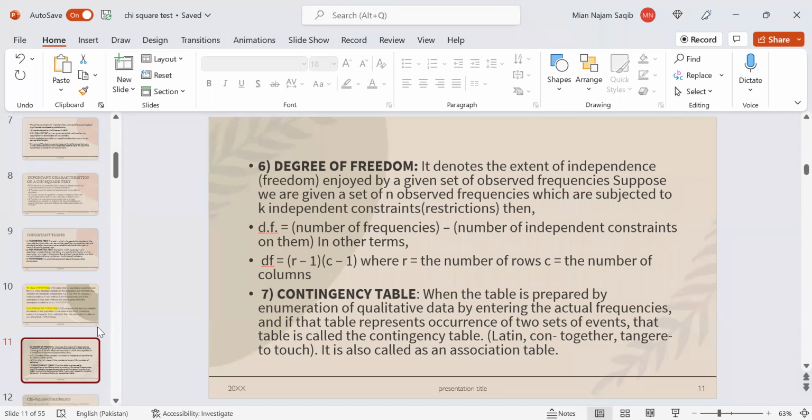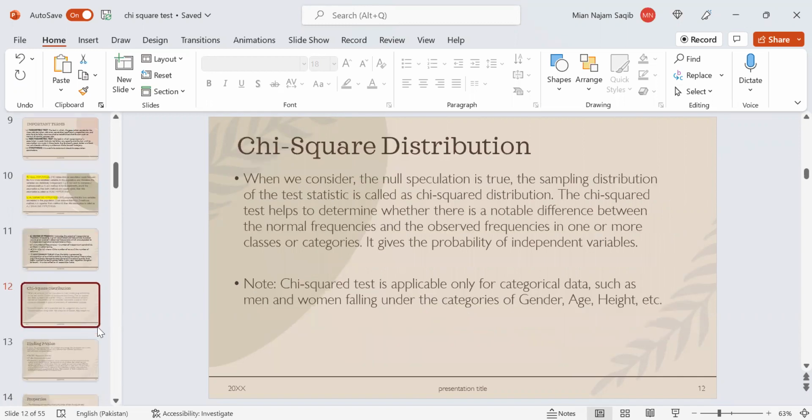What is the contingency table? When the table is prepared by enumeration of qualitative data by entering the actual frequencies, and if that table represents occurrence of two sets of events, that table is called the contingency table. It is also called an association table. Chi-square distribution.